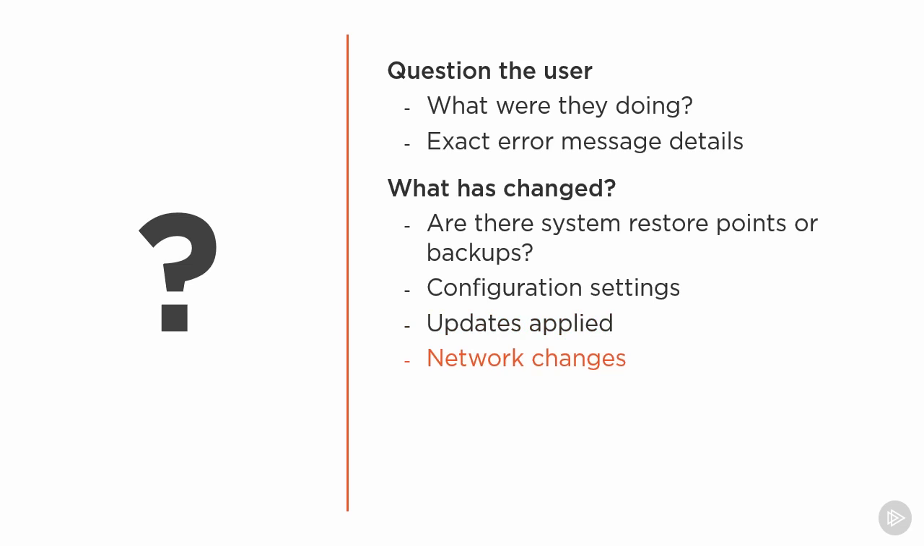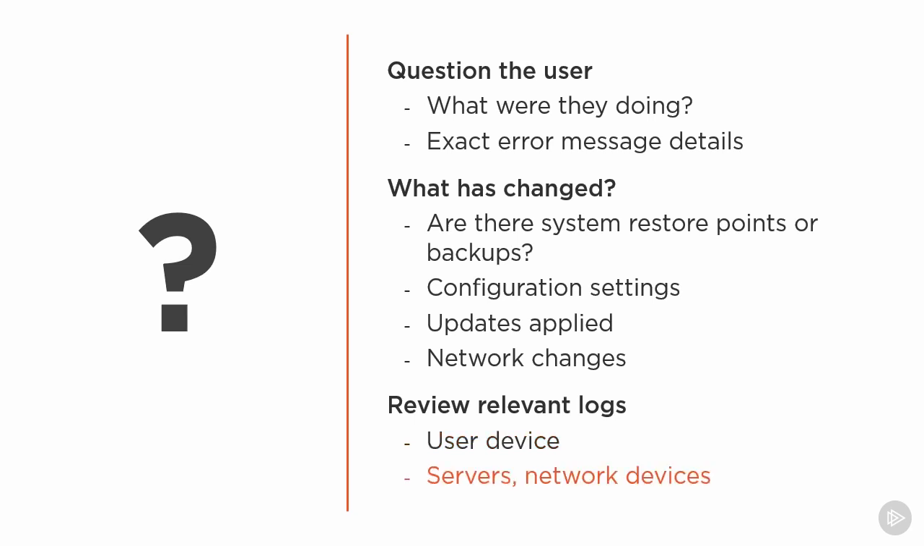Have there been changes to the network configuration? So what has changed since the problem began? We always have to ask ourselves that. Then we need to review relevant logs, whether those logs are on a specific user device, or whether it's a log on a server, or if it's a log on a network device like a wireless router or a network switch. And in many cases, enterprises will have configured log forwarding so that all of this log data is in one central repository, but it really depends on the configuration.